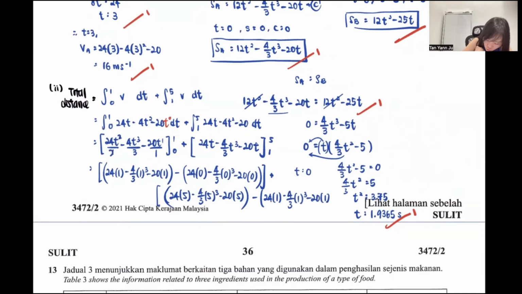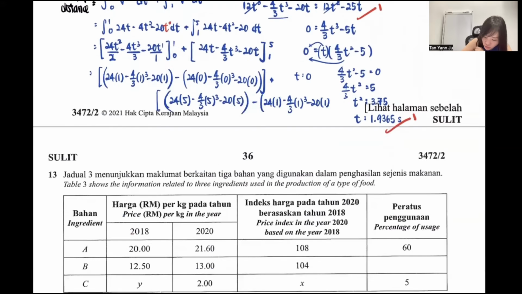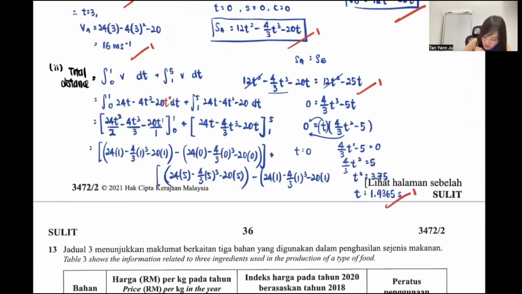Oh, this is power 2. Wow, almost wrong again. Luckily, I realized myself. I was thinking, why is it so similar for all of them? How is it possible? I should rest, right? So this one is 12, this one is 12, and this one has a square. Not bad. So this one is 12 minus 4 over 3 minus 20.